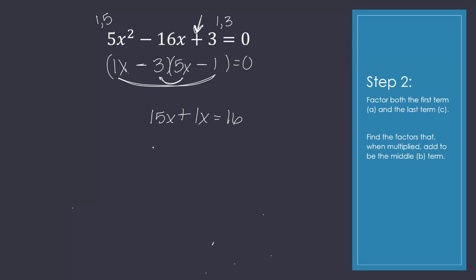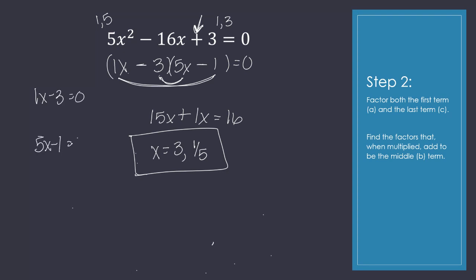Now remember, I'm not done. I still have to solve. So x equals, in this first one, the opposite of negative 3 is positive 3, divided by 1 is 3. The opposite of negative 1 is positive 1, divided by 5 is 1/5. Those are my two solutions. Okay, remember that what I'm doing is I'm taking this and I'm setting it equal to 0 and I'm solving. I'm taking 5x minus 1 equal to 0 and I'm solving. I'm just using a little shortcut to try to make it less time consuming for myself.